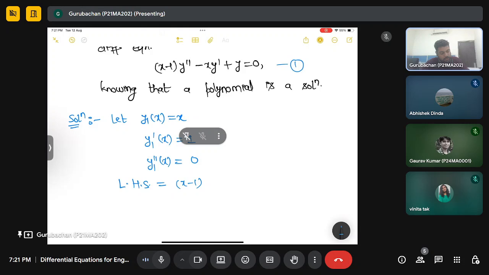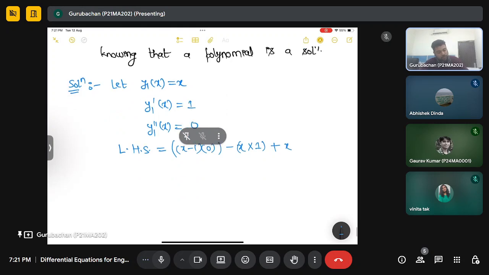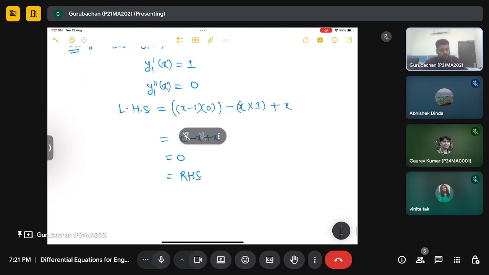(x minus 1) into 0, this is our first term, minus x into 1, this will be our second term, plus x. So this will give you 0 minus x plus x, which is 0. So this has been satisfied. Therefore y1(x) is equal to x is one solution.